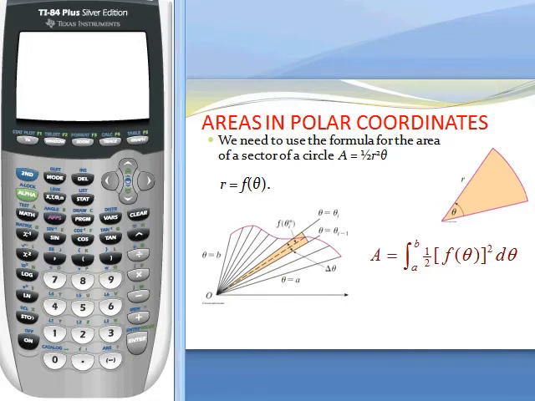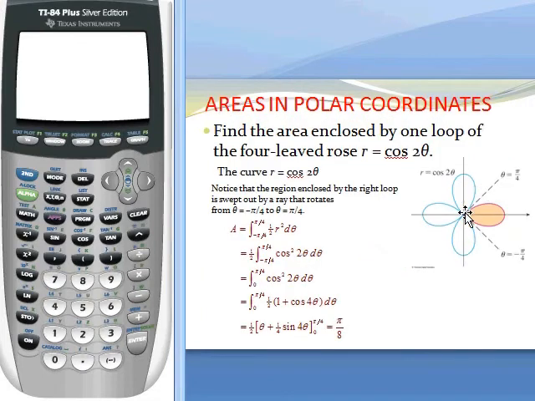Now, if we have a situation where I'm trying to calculate one loop of the four-leaved rose, and this is given by r equals cosine 2 theta, you can do it by hand using calculus, and you can write down the integral 1/2 r squared. R is given by that, and just square that going from here to here. Take 1/2 out. And then you have a square.